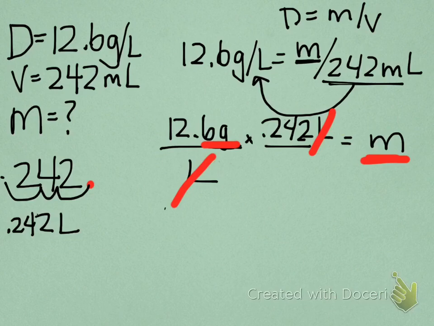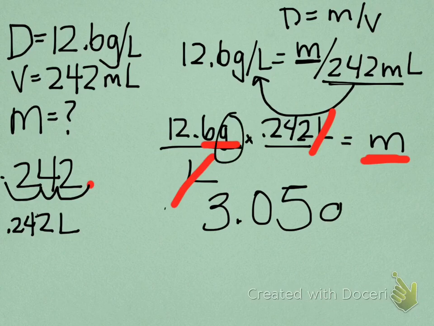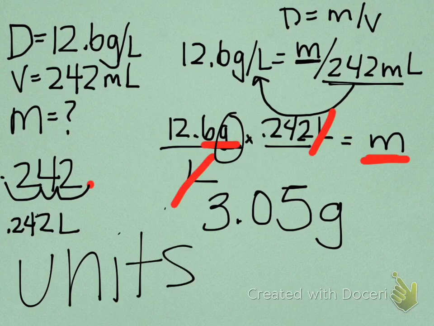So now we're just going to multiply across. 12.6 times 0.242 should be getting something like 3.05. Unit I'm left with is grams, okay? So make sure, I'm going to say it again, you've heard it 1,000 times already in this video, you're going to hear it 1,000 times more this week. Units, units, units. Never have a number that is written without a unit, okay? Make sure that you have these in there.